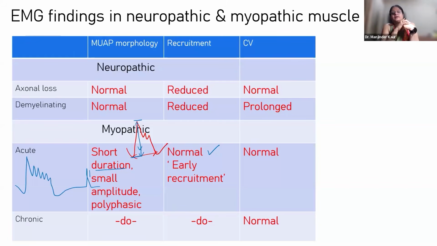Even in the chronic myopathic origin of the muscle weakness, the recruitment may be normal, but in the end stage myopathic disease, the recruitment finally decreases. Is it clear, why recruitment is normal in the myopathic lesions? If it is clear, please write clear. If it is not, I may come again.